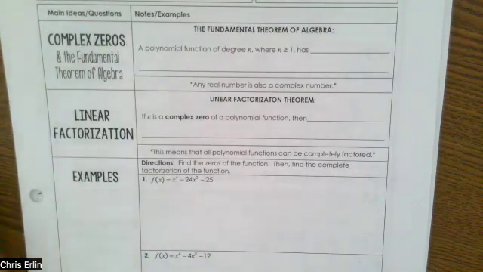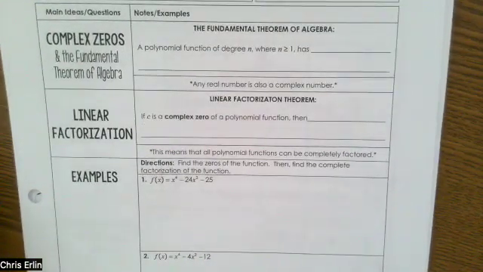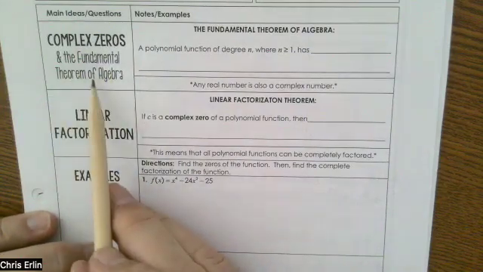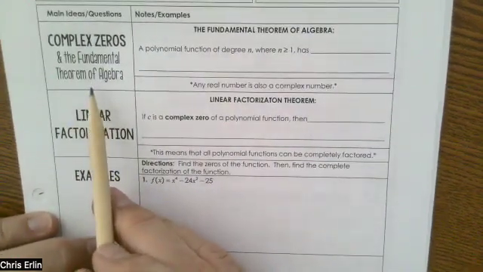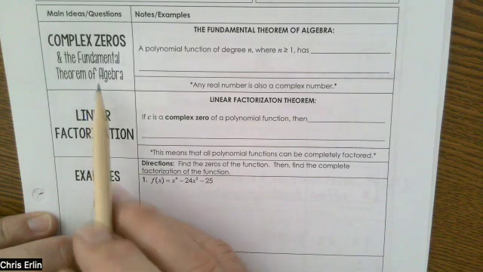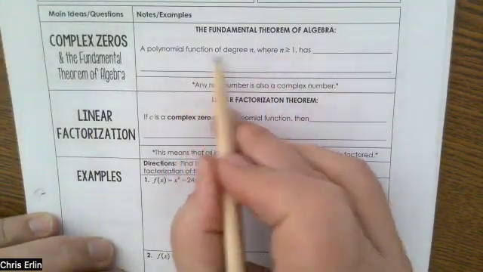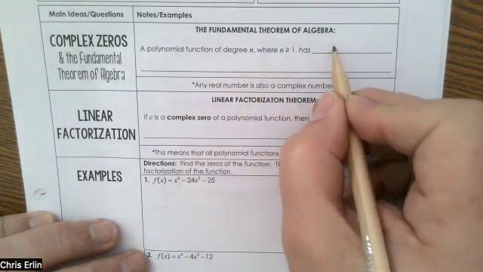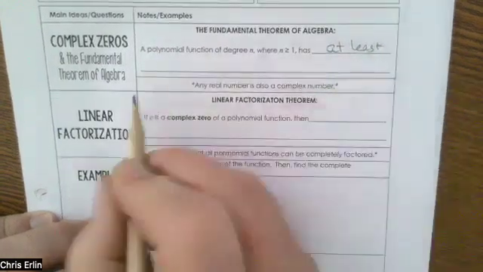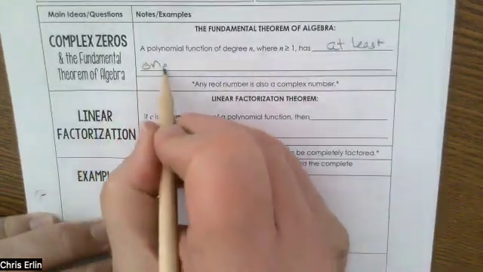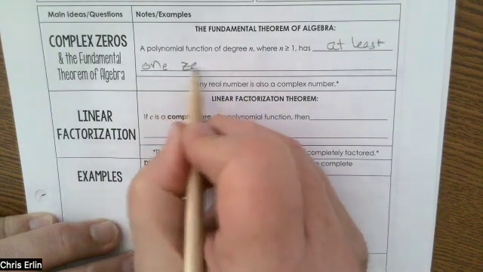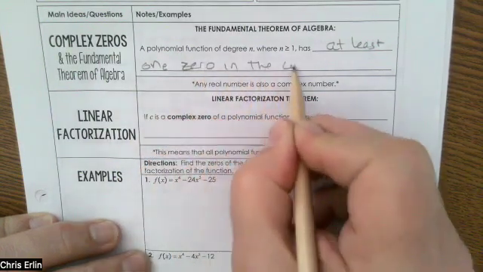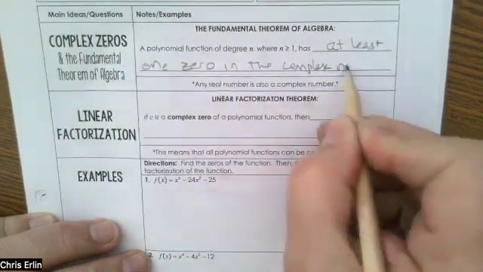Now, why were we subtracting even numbers, subtracting 2 each time? The reason is because the fundamental theorem of algebra that you guys have been applying since you learned about the zero product property says that if you've got a polynomial function with a degree n, where n is greater than or equal to 1, then it has at least 1 zero in the complex number system.